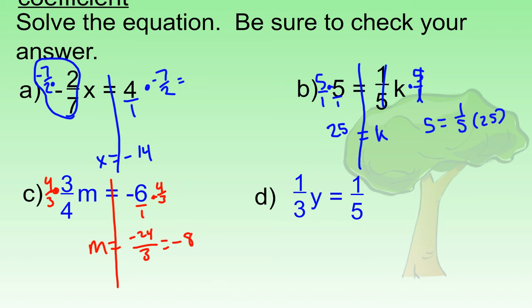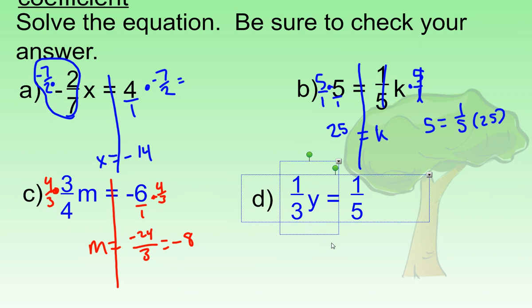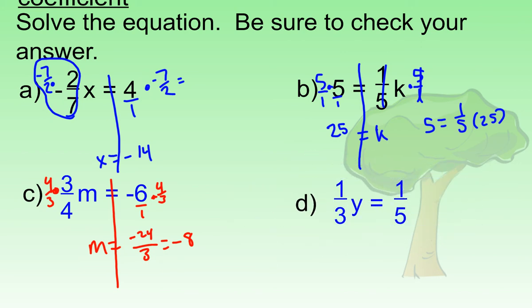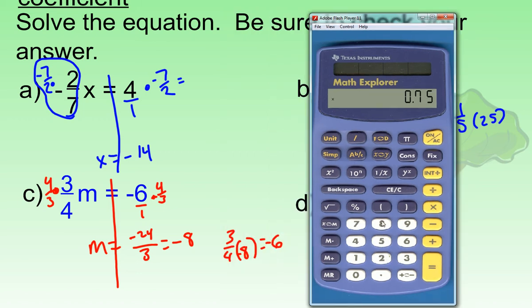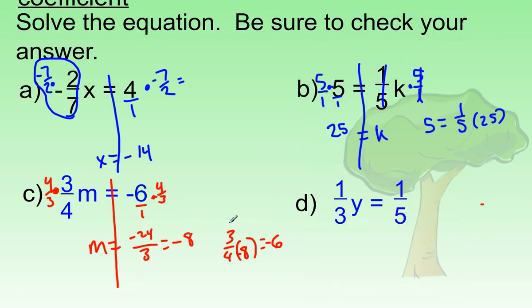Okay, let's check our work. If we have 3/4 of 8 equals -6. Oopsie, it should be a -8. Let's see, 3/4 as a decimal is 0.75. So 0.75 times -8 equals -6. It worked out. Check. We're good.